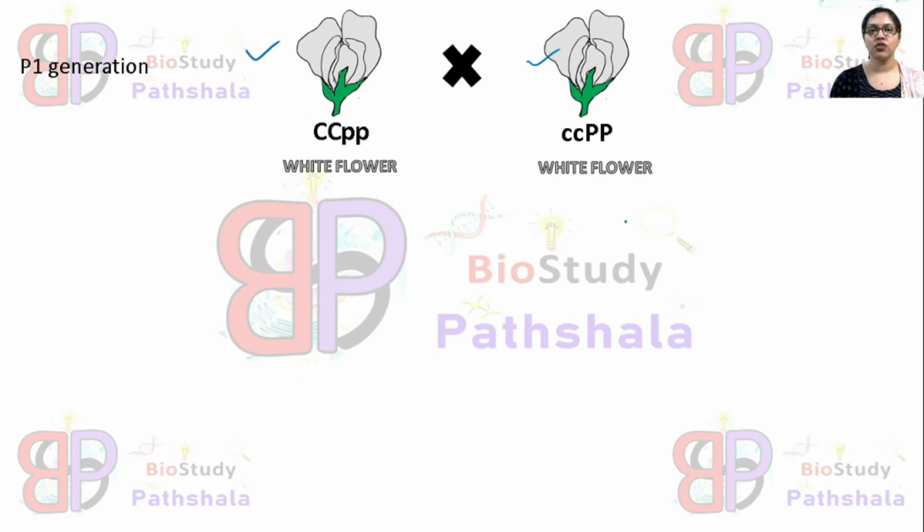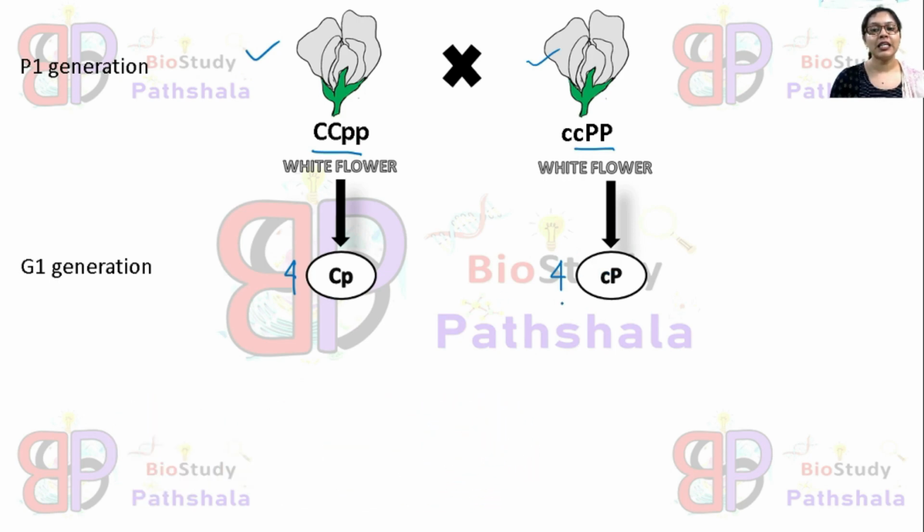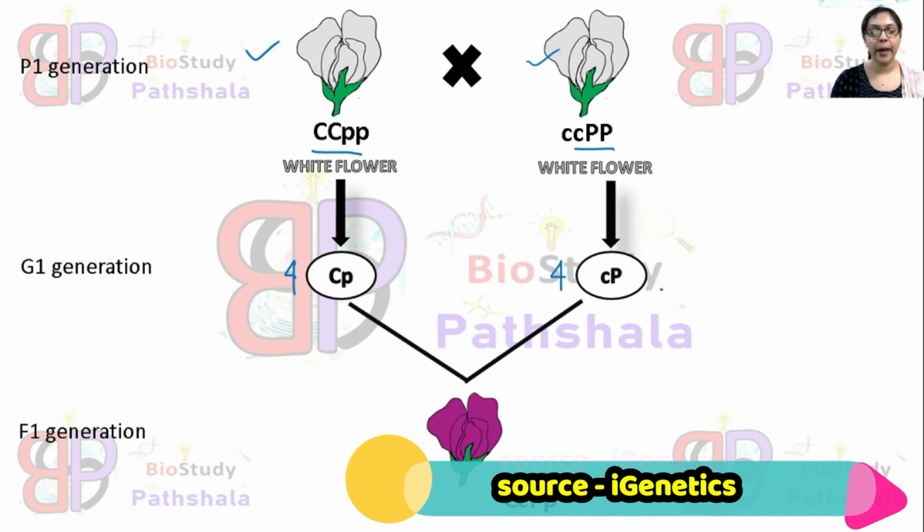So these two individuals will produce 4 gametes in each individual, and this will be known as the gametic 1 generation. In the gametic 1 generation, this individual will produce capital C, small p type of gamete. Obviously the number of gametes will be 4, and this individual will produce small c, capital P type of gamete, and the number of gametes will again be 4. So these gametes will fuse together to form the F1 individual. In the F1 generation, the individuals will be purple flowers with genotype capital C, capital P.